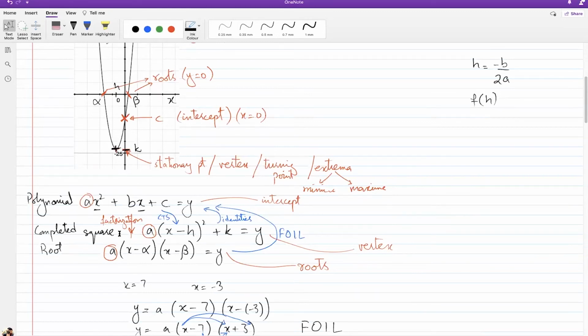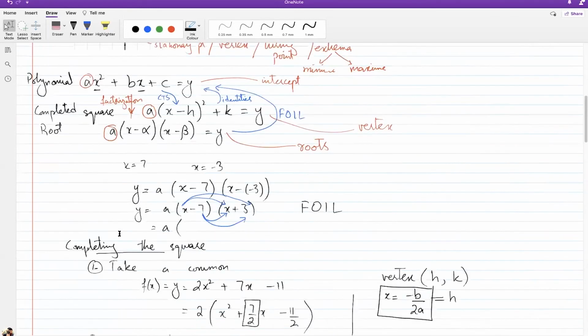And whenever you want to sketch a curve, you have to learn about four main things: shape, roots, intercept, vertex. These are the 4 points that you need to know if you want to sketch. And sketching means those are the only 4 points you need to show.